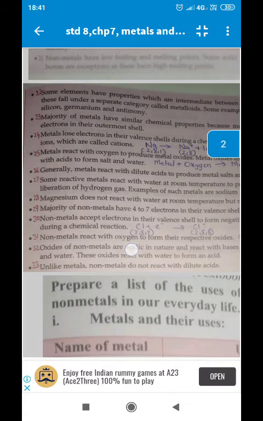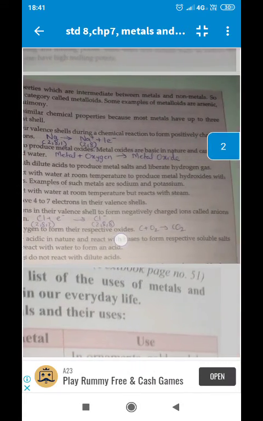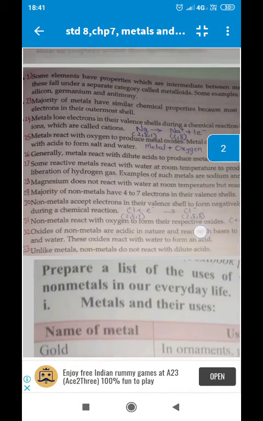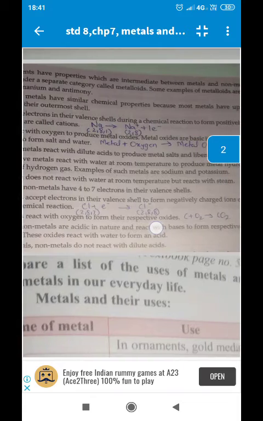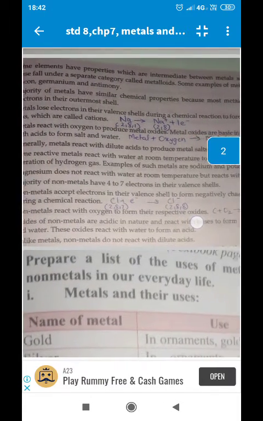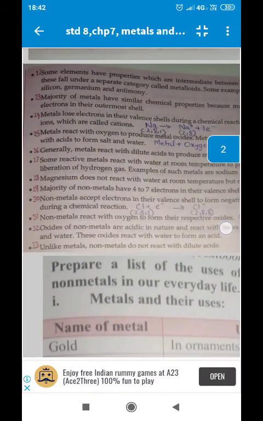Now, point number 27. Some reactive metals react with water at room temperature to produce metal hydroxide with liberation of hydrogen gas. Examples of such metals are sodium and potassium. Magnesium does not react with water at room temperature but reacts with steam.